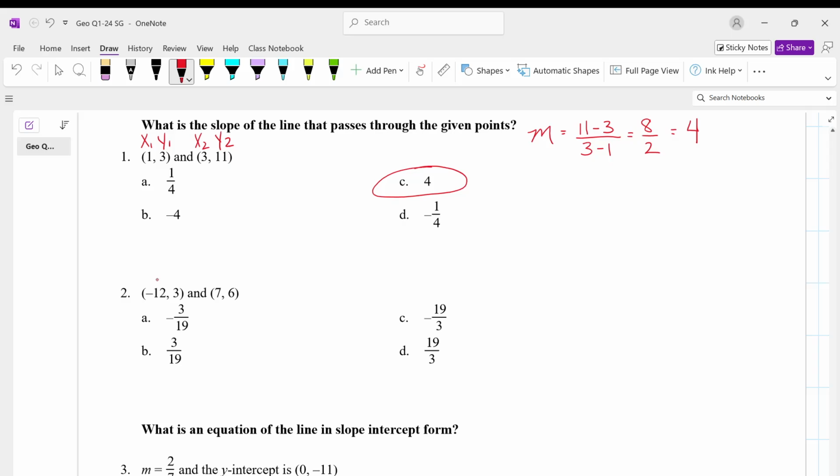And problem number 2, I'm going to label the coordinates again, and then substitute. So y sub 2 minus y sub 1 is 6 minus 3. X sub 2 is 7 minus x sub 1 is negative 12. So 6 minus 3 is 3. 7 minus negative 12 would be 19. So positive 19, or I'm sorry, positive 3 over 19.